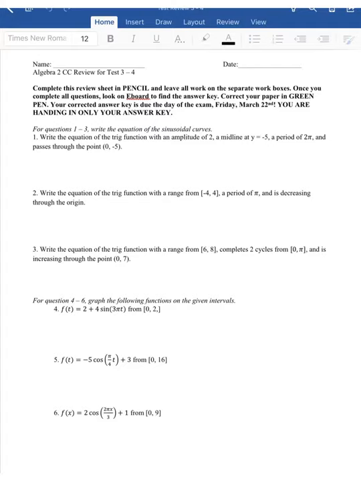Okay, so we're going to start reviewing for the fourth test of the third quarter. That's going to be on Friday, March 22nd. For numbers 1 through 3, we are writing the equation of the curve.